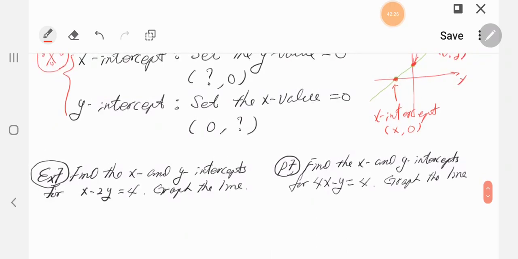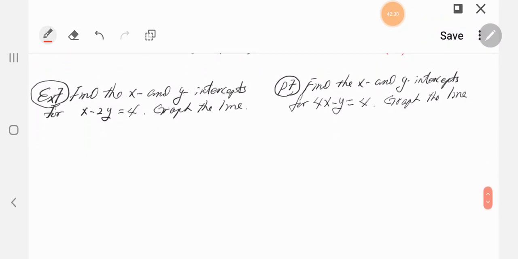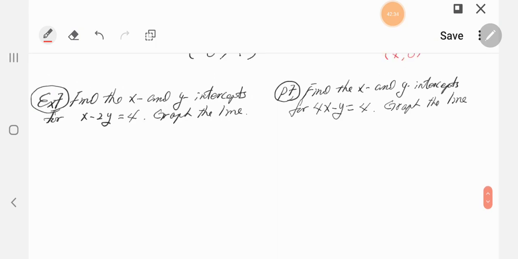And then this will give you 2 points. So connect these 2 points. So this is the efficient method to graph a straight line. So from here, let's find the x-intercept.